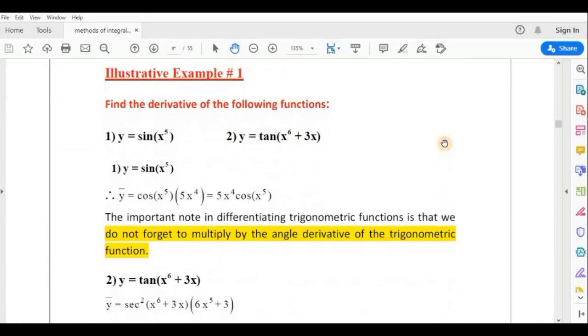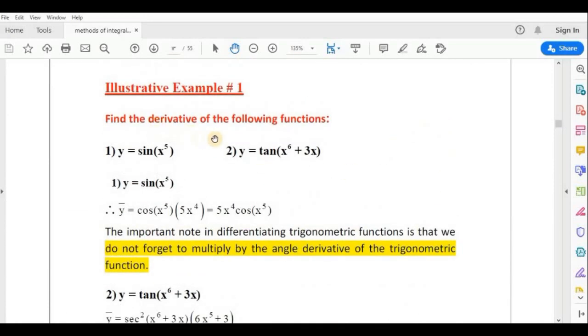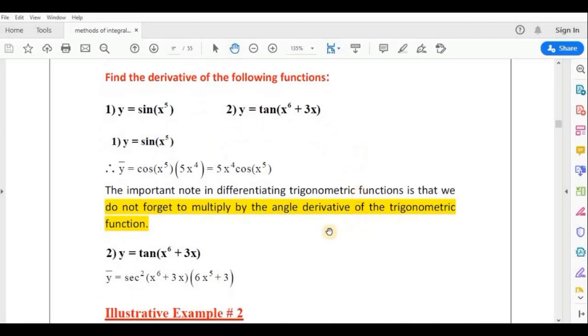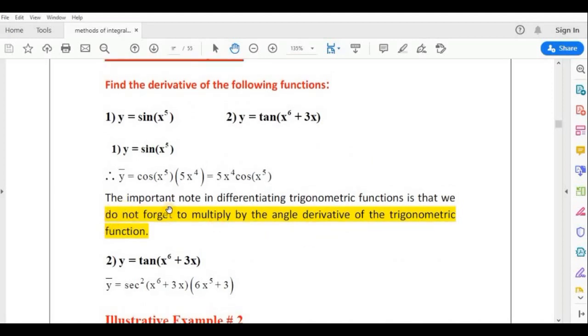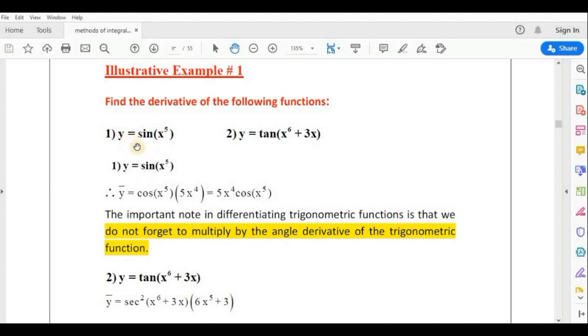Let's see an example. Find the derivative of the following function. Before we go to solve this one, let's see these notes. The important note in differentiation for the trigonometric function is that we do not forget to multiply by the derivative of the angle of the trigonometric function. Meaning, as you can see, the derivative of the sine will be cosine, and we will multiply by the derivative of the function x to the power 5. We will take the derivative, it will be 5x to the power 4.